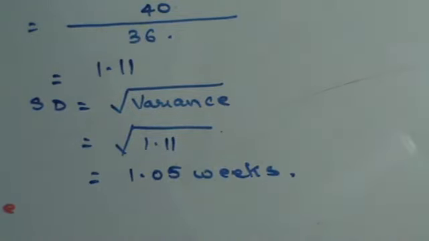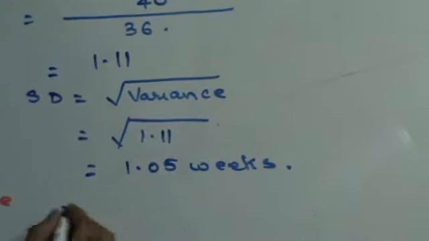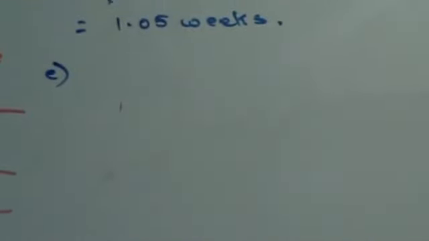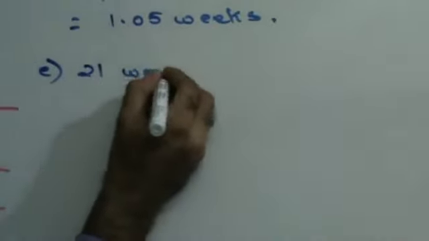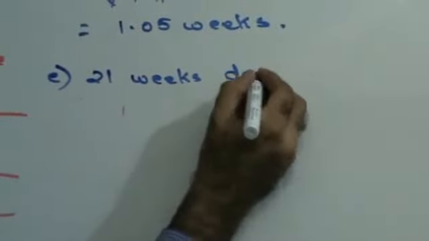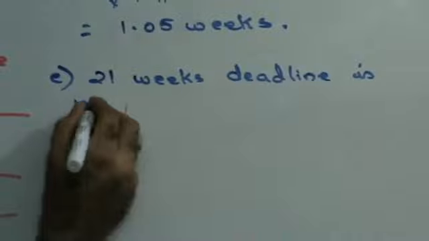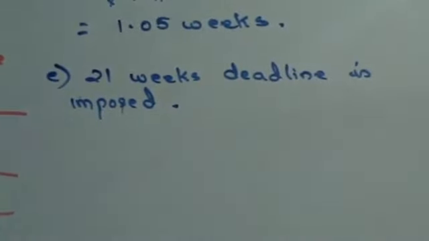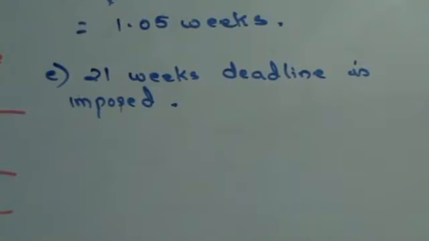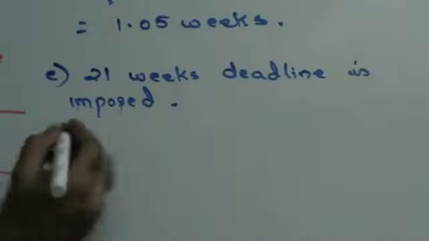Okay. Now the first part, they said that we've already done the chart. If a 21 week deadline is imposed, right? Now if a 21 weeks deadline is imposed, first of all I need to get my normal distribution variable Z.